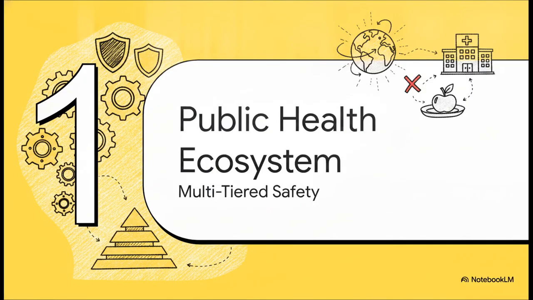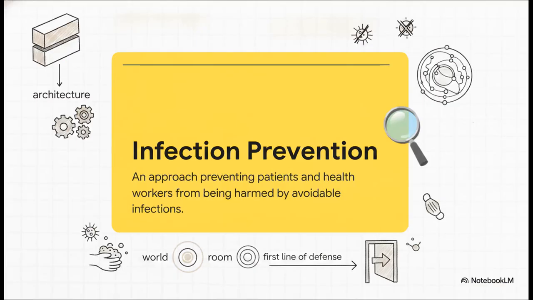Section 1. The public health ecosystem, a multi-tiered approach to safety. You know, it's really easy to watch the news and just see a bunch of disconnected guidelines, right? Like a food recall over here, a new hospital policy over there, an international travel warning somewhere else entirely. But the reality is, these aren't isolated events. They actually form a highly cohesive, multi-tiered defense system against disease.